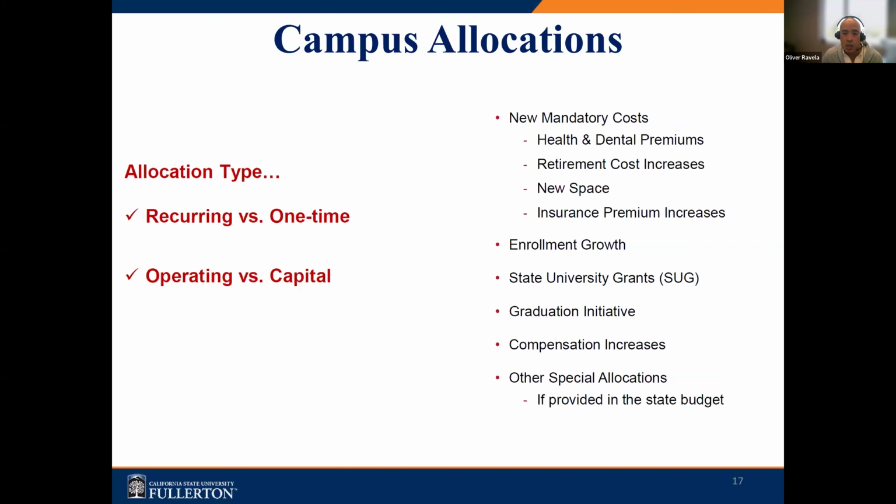And in addition, campuses have also received allocations for the Graduation Initiative, which is an initiative by the system to improve or accelerate students' progress to degree. One of the interesting things about this program is that in order for students to graduate faster, they have to take classes. They take more classes.